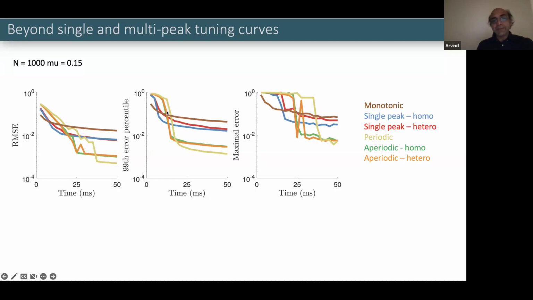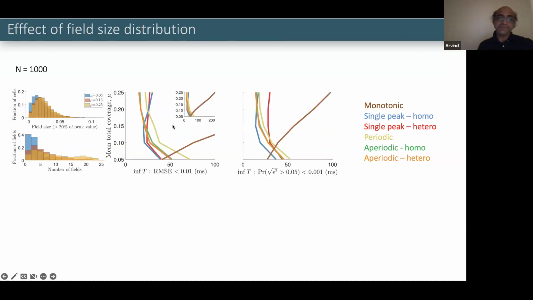Periodic ones are particularly bad, but they are good over large time intervals. So if you have long time, then of course you will do much better with periodic tuning. And same with aperiodic, that also doesn't do so bad. So aperiodic or periodic, meaning non-monotonic tuning, these beige, green, and orange, in long time, they always do better than the single peak and monotonic one. But in short time, single peak, monotonic, they outperform. Yeah, that's then the field size distribution and so on. So this is just the details of this.